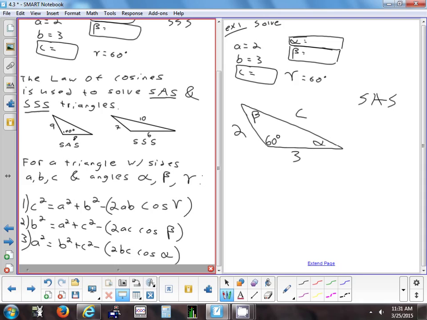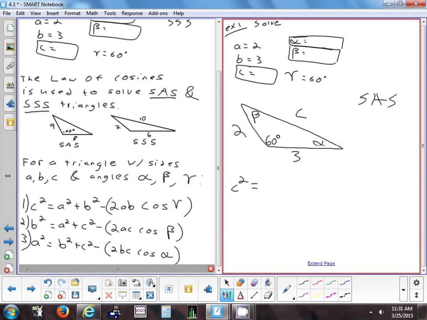If you look at each version of the law of cosines, they all have a, b, and c in them. We're already missing c. We can't be missing anything else. If you try to plug into the bottom one, you're missing c, and you don't know beta. That's a problem. If you plug into number 3, you're missing c and alpha. If you plug into the top one, the only thing you're missing is c. Everything else, a, b, gamma, you know. So we'll just fill it in and see what we get.